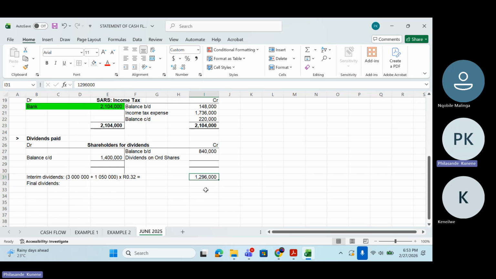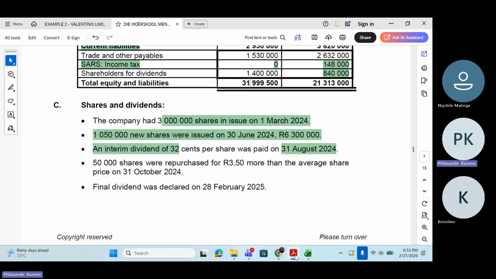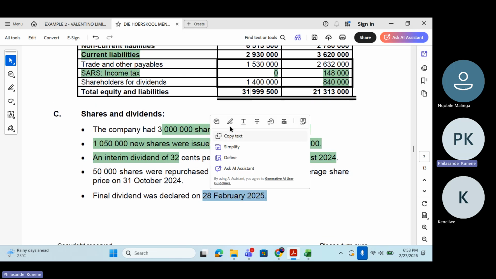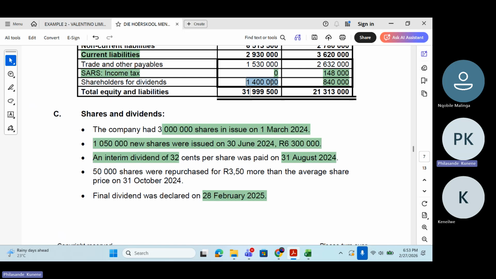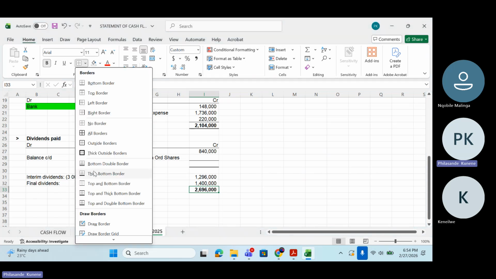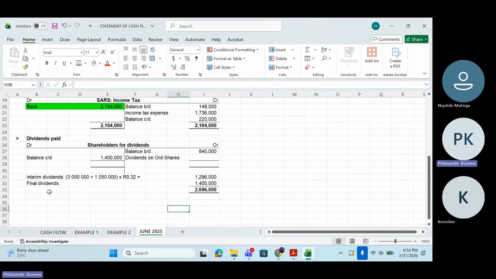Then final, how much will be our final dividends? Let's go back to the information. Final dividends was declared on 28 February 2025. We know very well that final dividends is equivalent to the shareholders for dividends at the end, which is 1.4 million. So I'm going to have 1,400,000 rands here. So my total ordinary dividends is how much? Going to be the 2,969,000, right? That is my total dividends on ordinary shares.